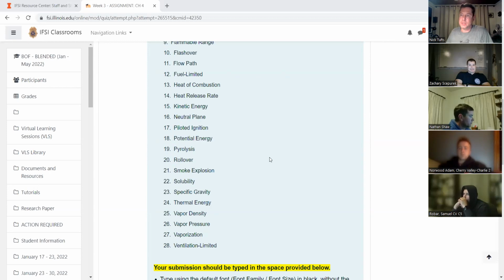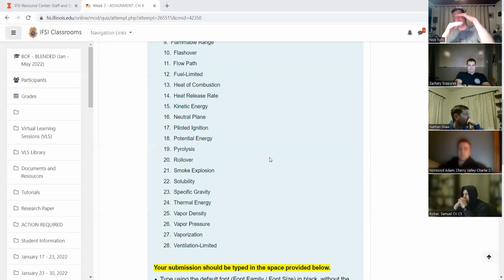Neutral plane, that one's really important. Just remember that when you're looking at a door, more specifically when you're looking at a compartment with a single inlet outlet. Remember, we're talking about flow paths again: cool air in, hot, nasty air out, okay? If you're talking about a door to a room and it's the only opening, you're going to have cool, fresh air being sucked in below, and you're going to have hot, nasty smoke being pushed out above, all right?